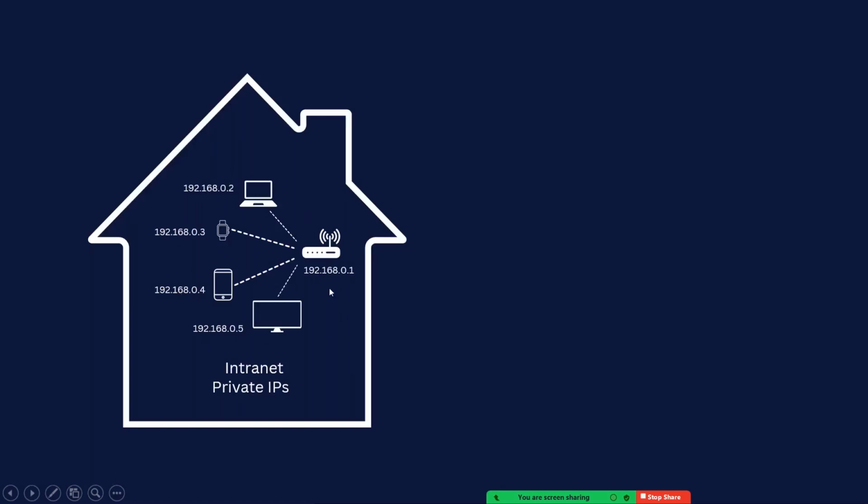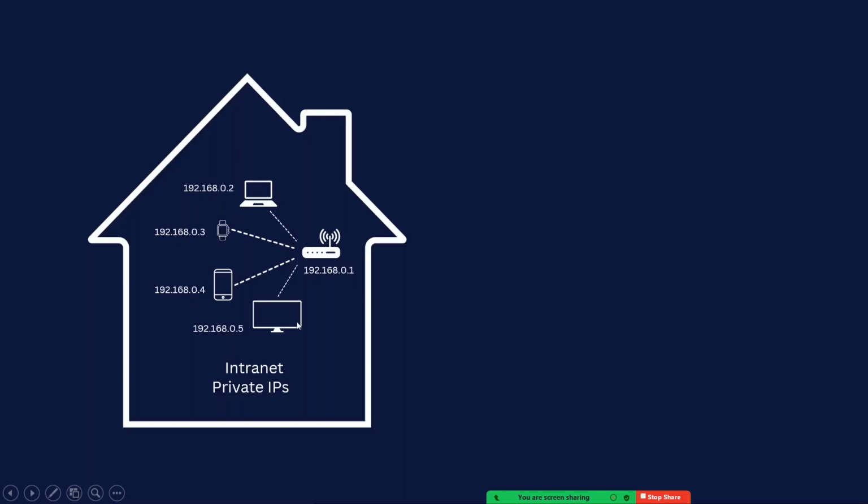So your local network is also commonly called an intranet, and each of these devices in the intranet gets a private IP. So your router gets 192.168.0.1. This is the first private IP. Laptop gets 02, smartwatch gets 03, again 04, 05, and so on, okay, randomly. Now each of these devices can communicate with each other with these addresses.